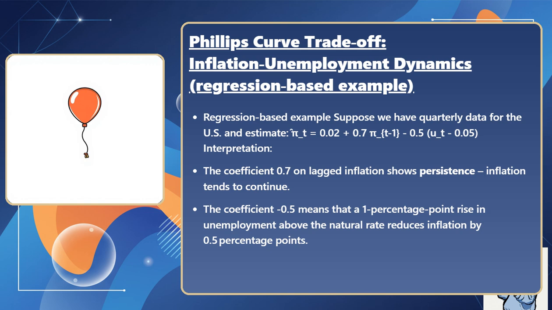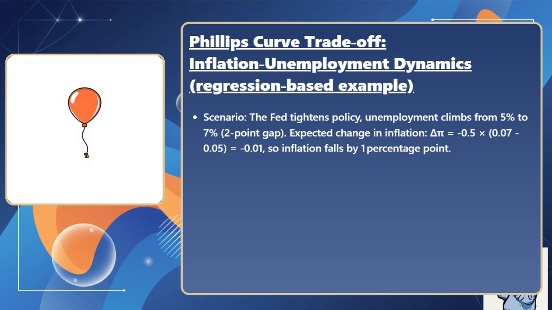Scenario: the Federal Reserve tightens policy, unemployment climbs from 5% to 7%, a 2-point gap. Expected change in inflation: Delta pi equals negative 0.5 times (0.07 minus 0.05) equals negative 0.01, so inflation falls by 1 percentage point.